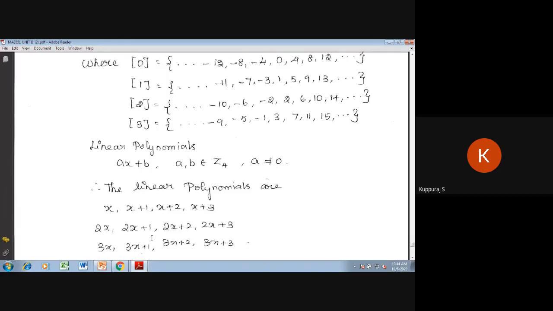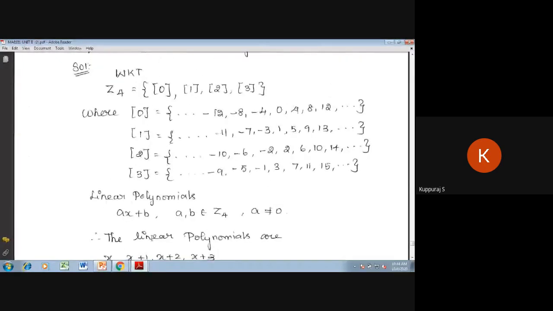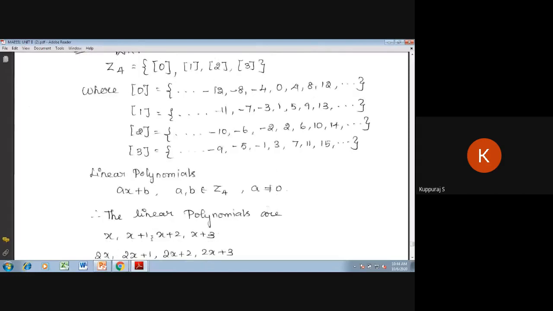Now in the third row, the value of a as 3 is fixed and only the b values are varied. So 3x plus 0, 3x, then 3x plus 1, 3x plus 2, then 3x plus 3. See, the coefficient of x belongs to Z4.